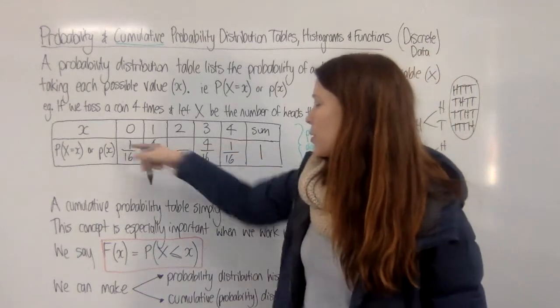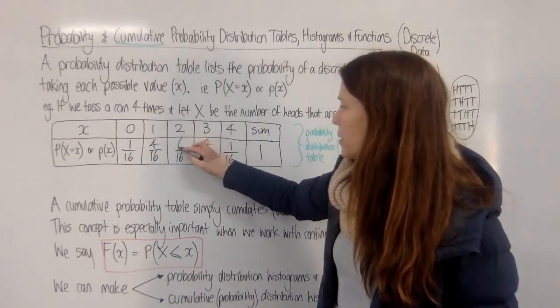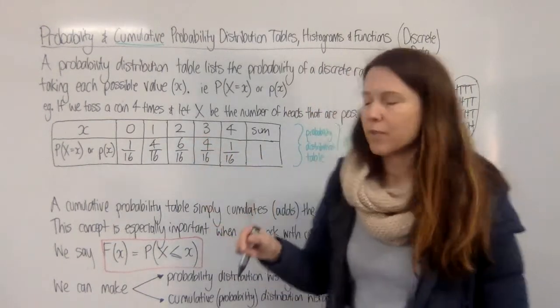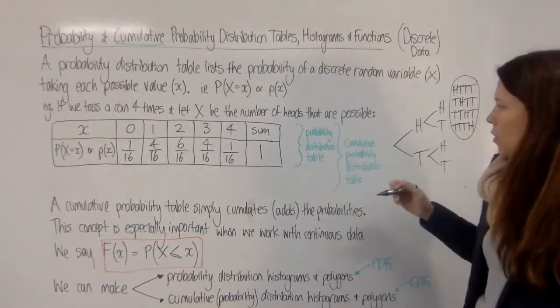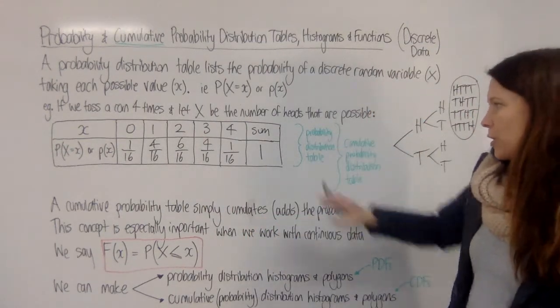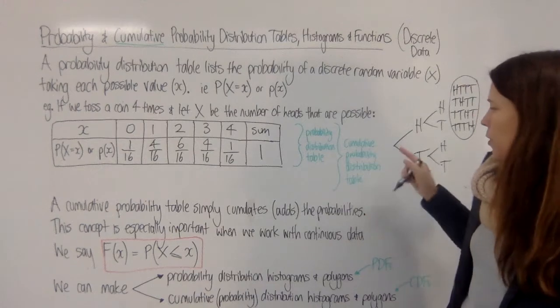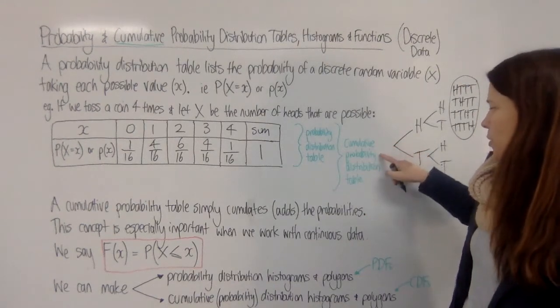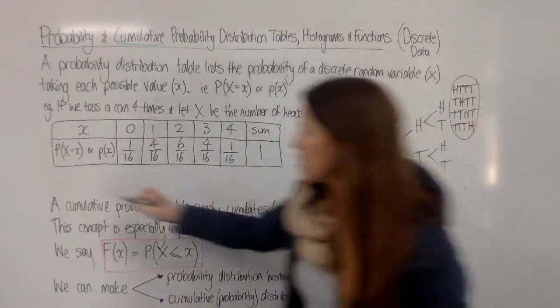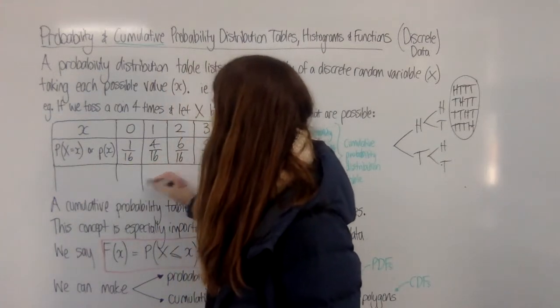1 plus 4 plus 1 plus 4, that's 10. That leaves me with only 6/16 left, so I can really just fill that one in using logic. All right, now we call this a probability distribution table. We've made these before. But what we're making now is a cumulative probability distribution table. So we need to add 1 more row.